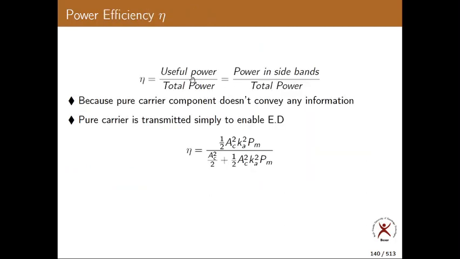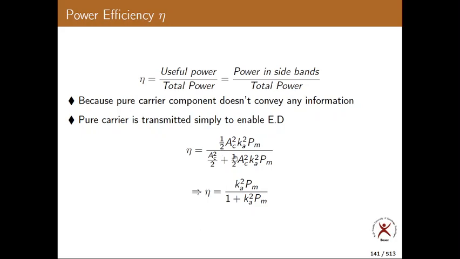Now, useful power is nothing but power in sidebands, that is 1 by 2 AC square Ka square Pm, divided by total power. So what is the total power? AC square by 2 plus 1 by 2 AC square Ka square Pm. Now the denominator is nothing but PT, so we have just now seen what PT is equal to.